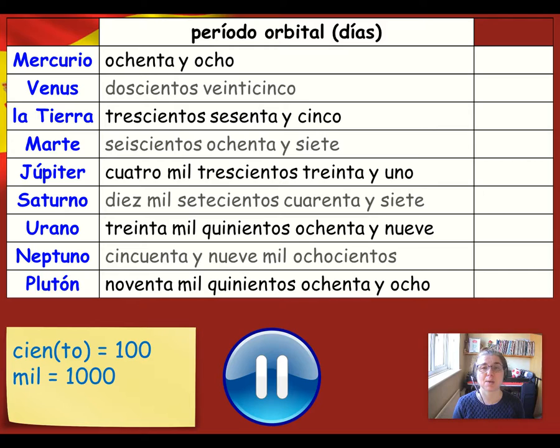In other words, how many Earth days does it take for each of these planets to orbit once around the sun? What I would like you to do is to press pause, see how many of these numbers you can work out, and then press play when you're ready to find out what these lengths of time are. So press the pause now, see what you can work out, and press play when you're ready to continue.